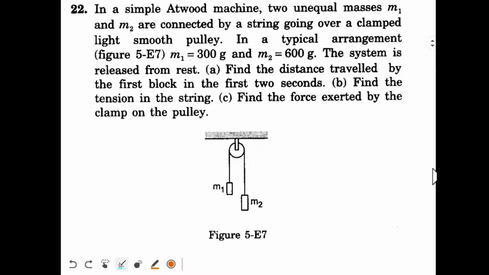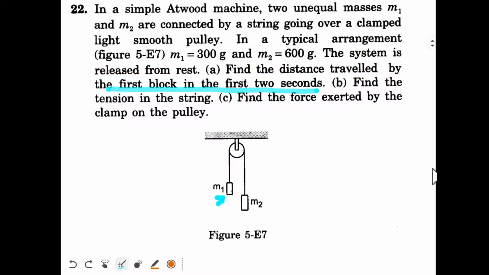Okay, see this question number 22 from chapter number 5 of HC Verma. In a simple Atwood machine, two unequal masses M1 and M2 are connected by a string going over a clamped, light, smooth pulley. In a typical arrangement, M1 is given 300 gram, M2 is given 600 gram. The system is released from rest. Find the distance traveled by the first block in the first 2 seconds.